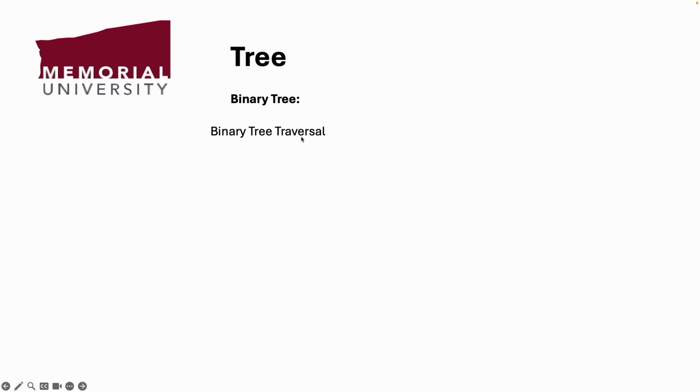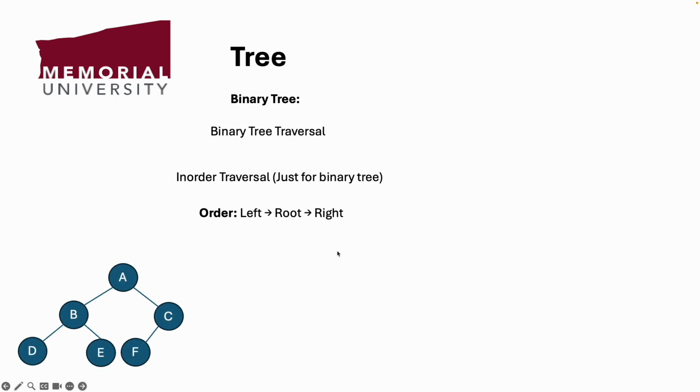Okay, so now let's discuss another type of binary tree traversal. We call it the in-order traversal. In-order traversal only applies to the binary tree. The order is defined as left child, root, and right child. Let's take the same example and, based on the definition of the order, define the steps of the in-order traversal.